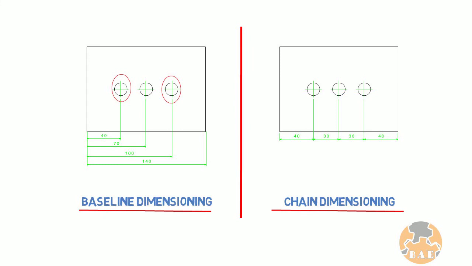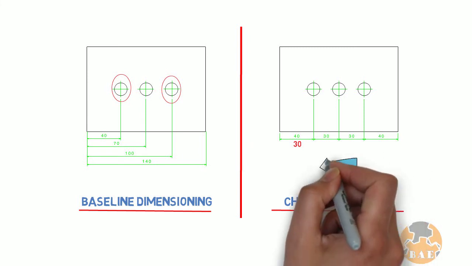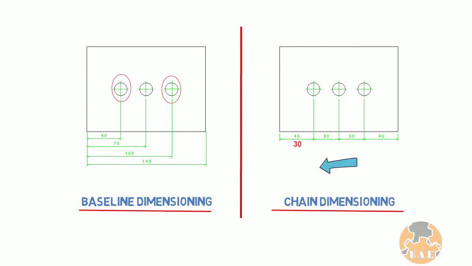Like here we can see, if instead of 40 mm I put here 30 mm by mistake, then it can affect all successive dimensions by 10 mm, and these dimensions will be 10 mm this side. So what is the solution for both of these? Solution is the third dimensioning type, which is combined dimensioning.